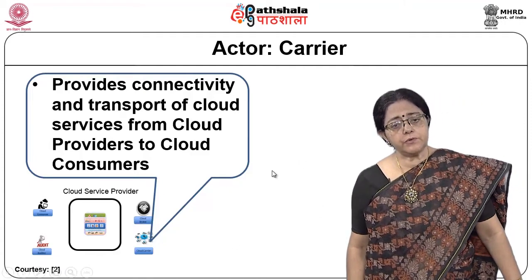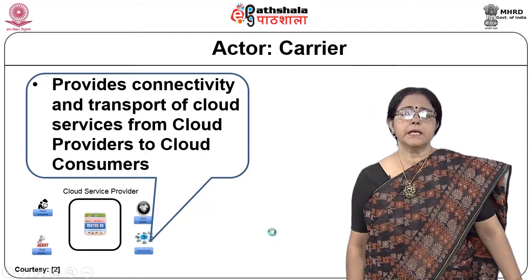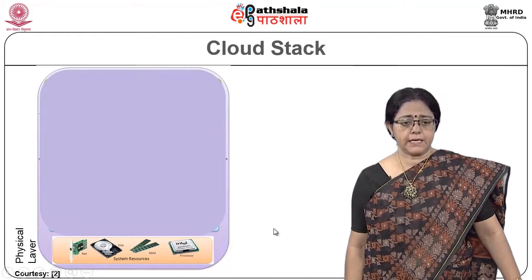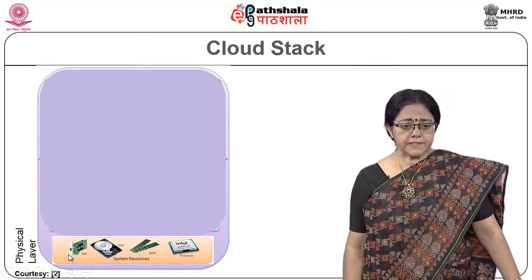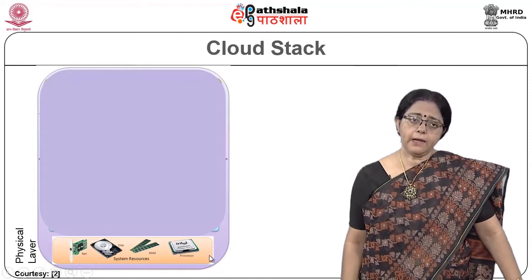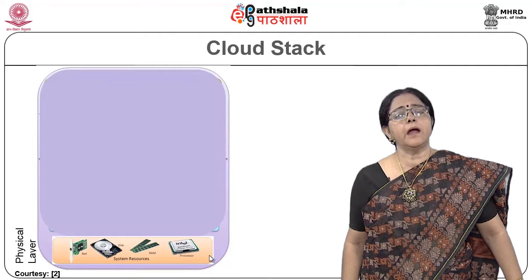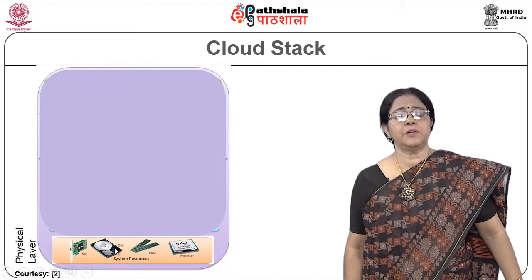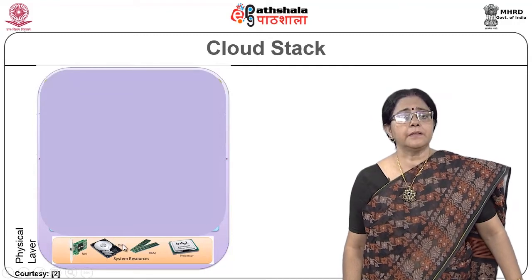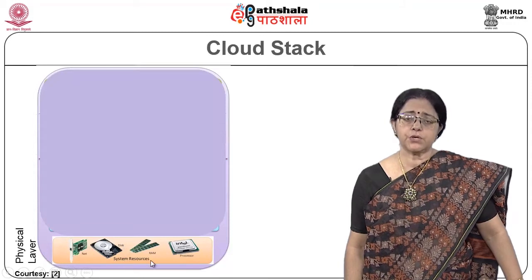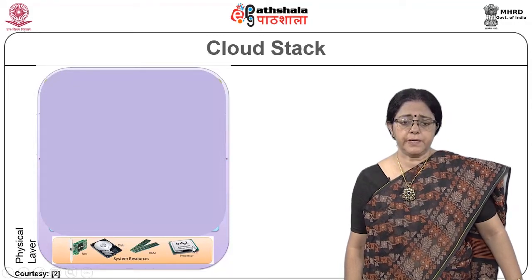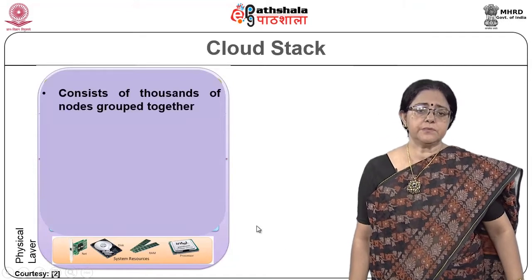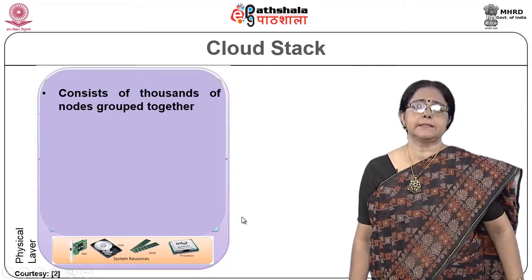So, once we have looked at all the actors, now let us go back and look at the detail of the cloud stack. In the stack, the first part is the physical layer, where all the required hardware is kept. These hardware will be your individual machines, the clusters, the networking components, the storage components. All these components will be stored in the physical layer. These are our data centers. They consist of thousands of nodes grouped together. That is the data center.